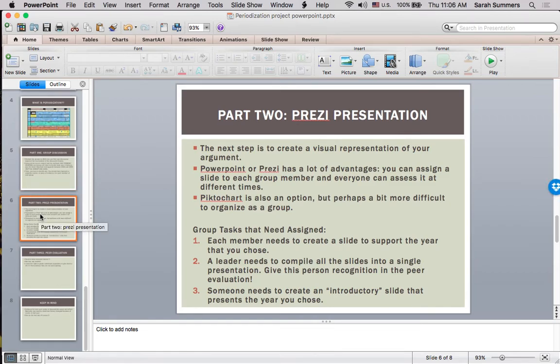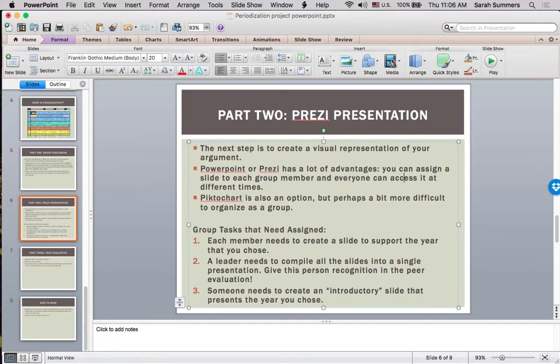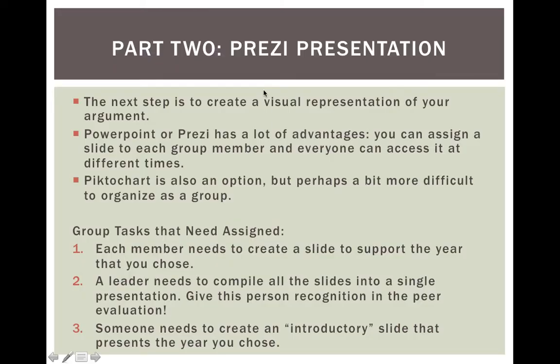Now, you aren't writing an essay. I want you to put together a visual presentation. I think Prezi might be the easiest format to use, just because you can assign a slide to each group member that corresponds to the piece of evidence you're arguing for the year or event that you've chosen. And also, everyone can access it at different times, so you don't all have to be online at one time to do this.